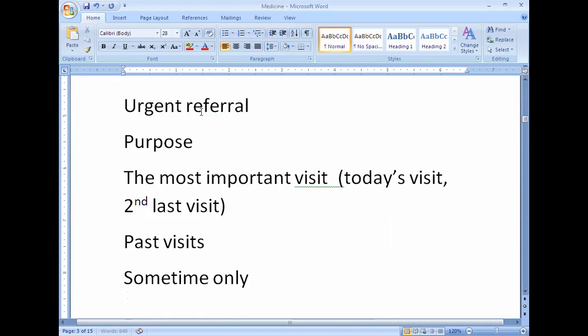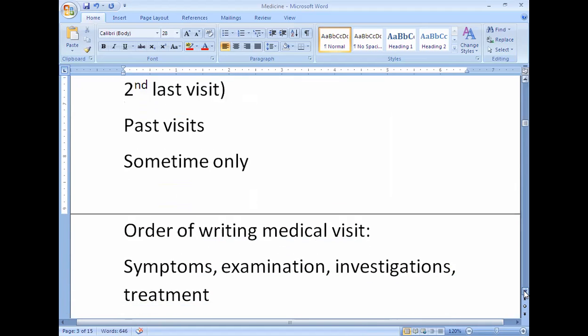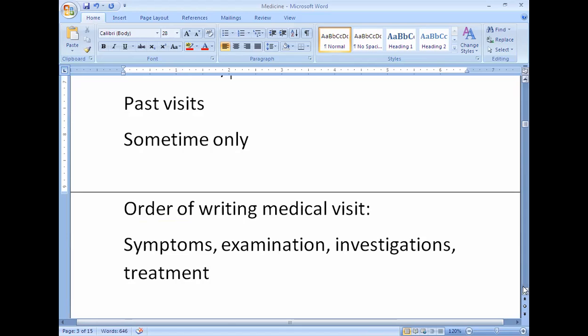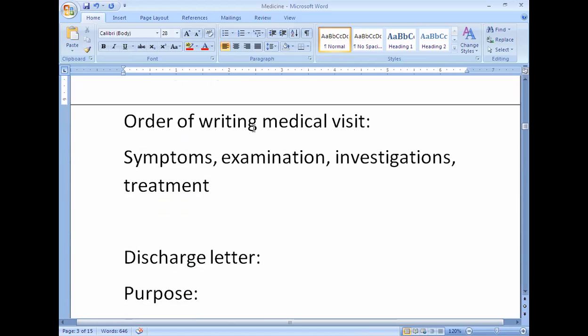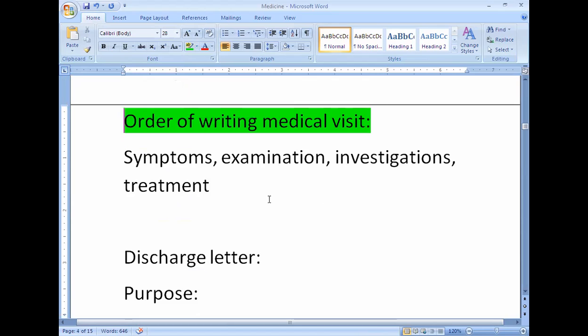In an urgent referral, we need to write the purpose first. After purpose, what should we write? The most important visit. Usually today's visit can be the second last visit. Then we write past visits, then any other visit, then conclusion, social history, past medical history. And then the order of writing a medical visit.